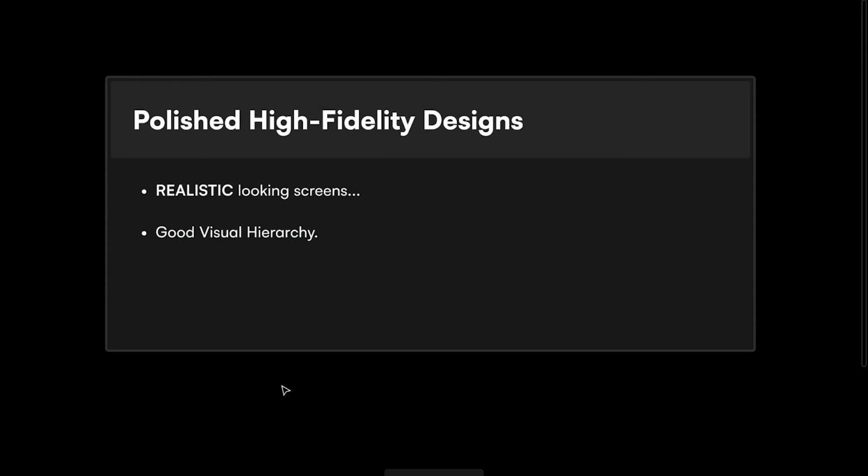The next is obviously to have good visual hierarchy, which basically means you need to know how to use colors, typography, spacing, and layouts, and put it all together. Make sure that your design makes sense, it looks good, it looks realistic, and basically has good visual hierarchy, right? Proper white space, good combination of colors and font sizes, and all of that.